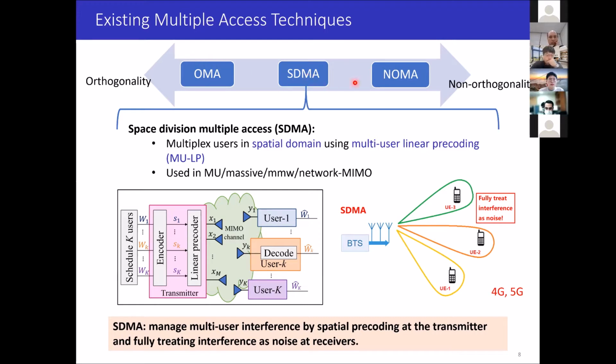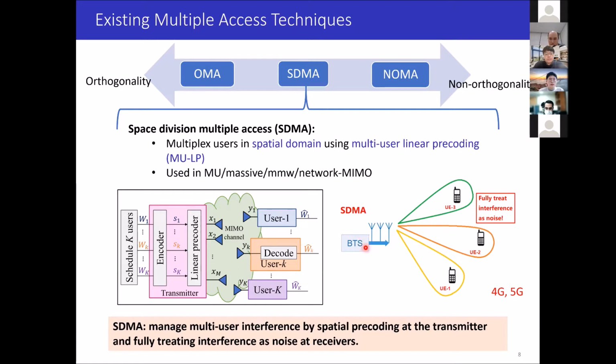Then you have SDMA, which is essentially making use of the spatial domain to pair users, so multiplex users. And here you use typically linear precoding, or multi-user linear precoding, to separate users in the spatial domain. And this is probably the most popular multiple access technique that has been used extensively in 4G and 5G, in multi-user MIMO, massive MIMO, millimeter wave, and network MIMO, for instance.